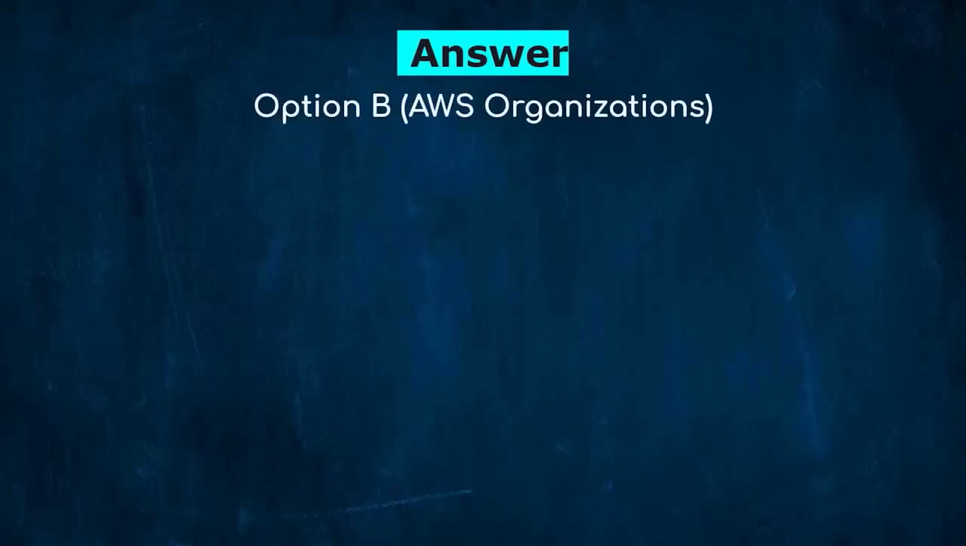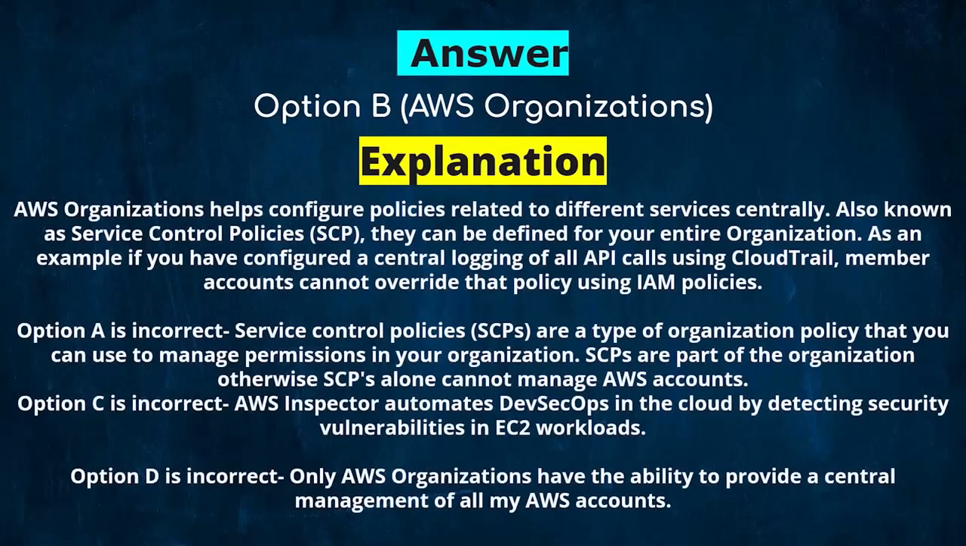And the correct answer is option B. AWS Organizations. Explanation. AWS Organizations helps configure policies related to different services centrally. Also known as service control policies, they can be defined for your entire organization. As an example, if you have configured a central logging of all API calls using CloudTrail, member accounts cannot override that policy using IAM policies.